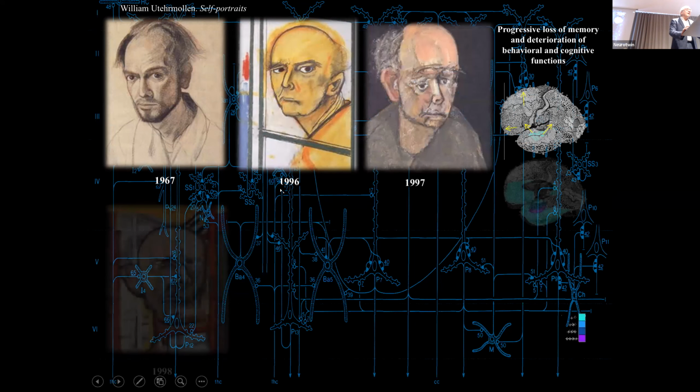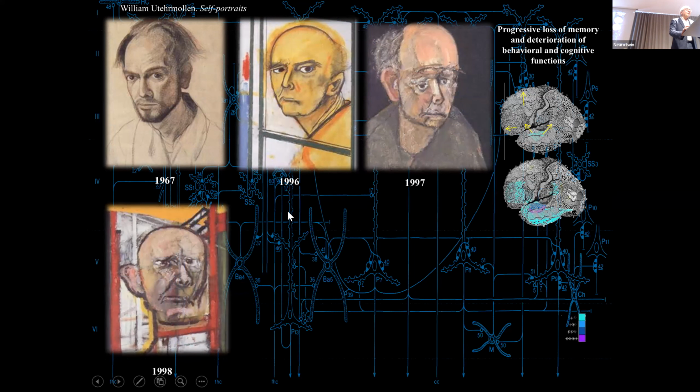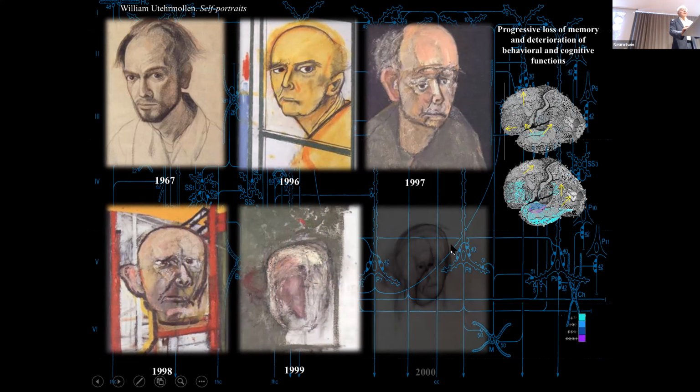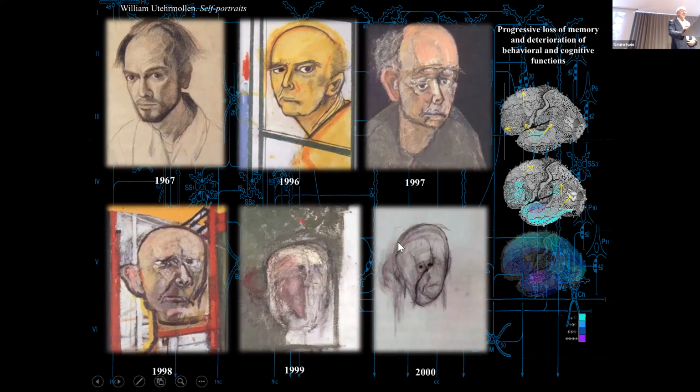This is a very nice representation by William Utermohlen, whose self-portraits are thought to show that he developed Alzheimer's. These are the different ways he interpreted himself in self-portraits during the progression of the disease. This is only a metaphor to explain this.